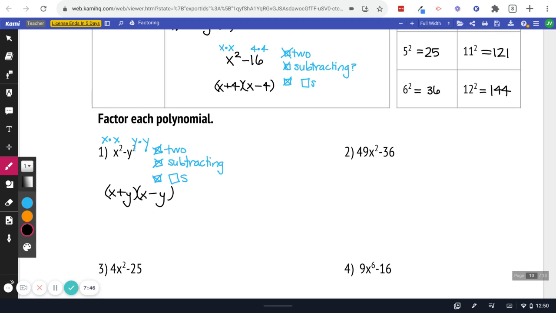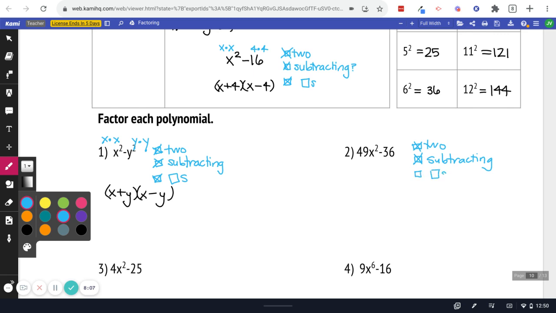Anyway, here we go. And the next one, number 2. Let's check it. Do we have 2 things? Yep. The first one is the 49x squared. The second one is the 36. So we have 2 separate parts. Are we subtracting? Yep.